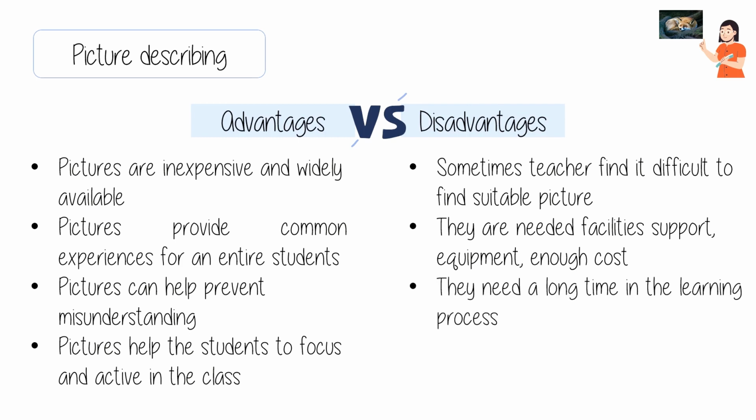The next is they need a long time in the learning process because this is a performance-based method, so the learning process will take a long time to perform the students one by one. And the last disadvantage is the need for extra classroom management. Well, because a performance-based method is a risk to the noise of the class, so the teacher should manage the students well.